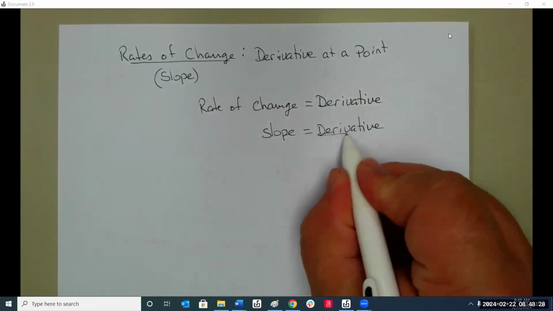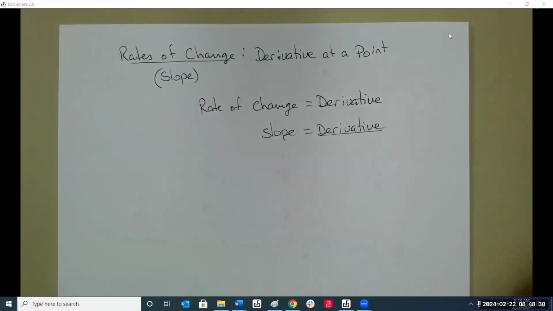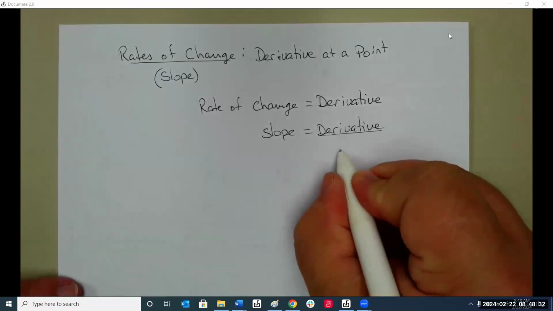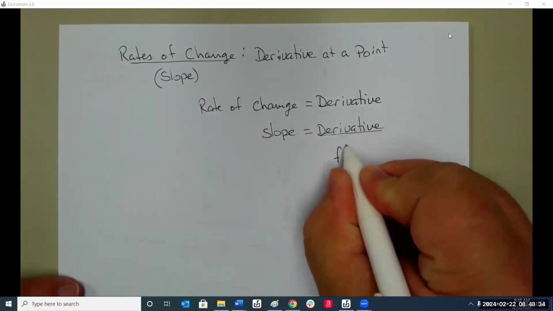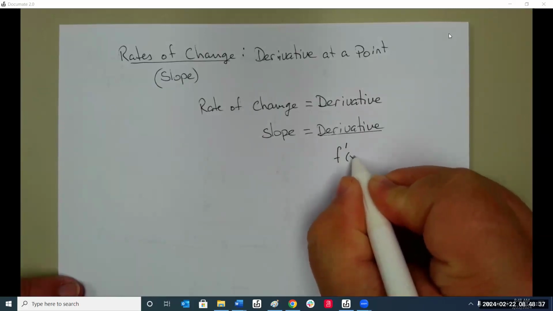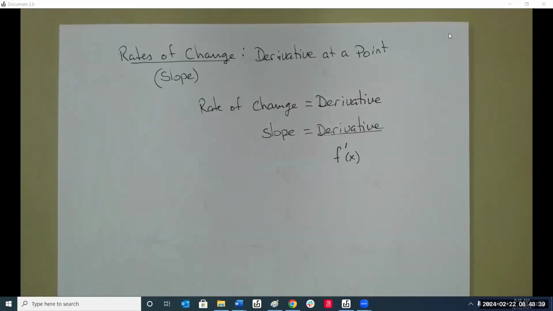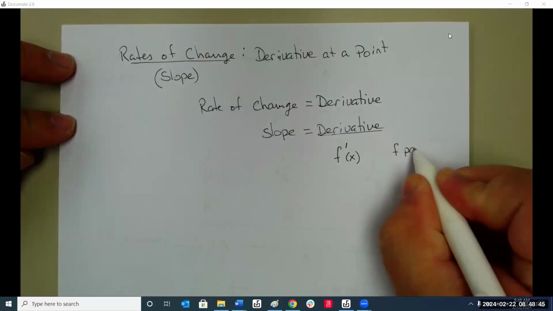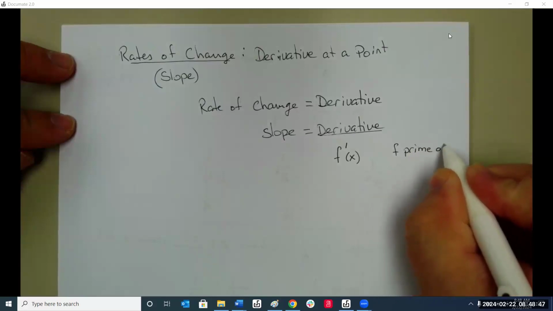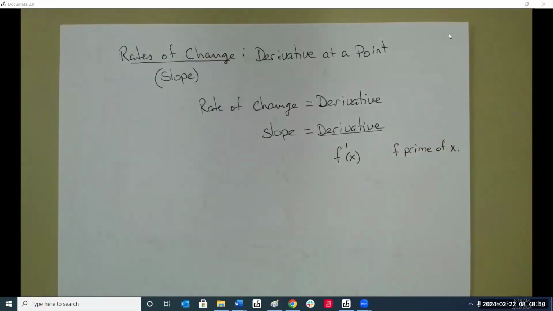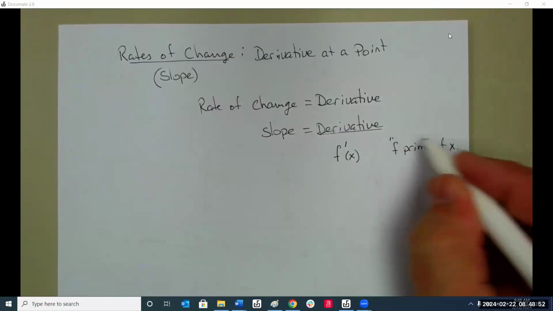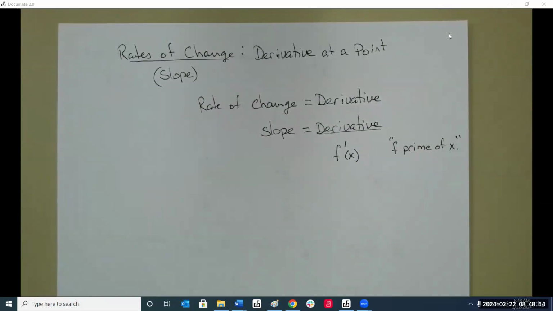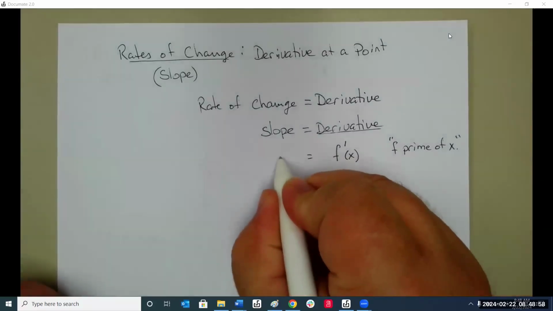The derivative, we define it, it looks like this. We have our function, looks like this. This is one of the many ways we could represent it. It's called f prime of x. That's how you would read it. F prime of x. That equals the slope.